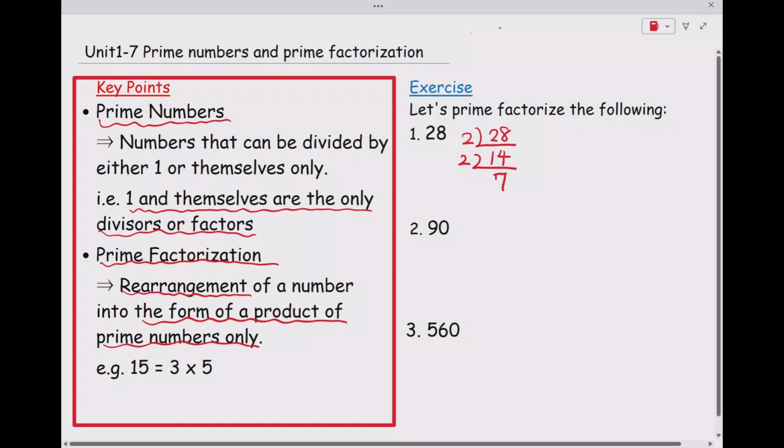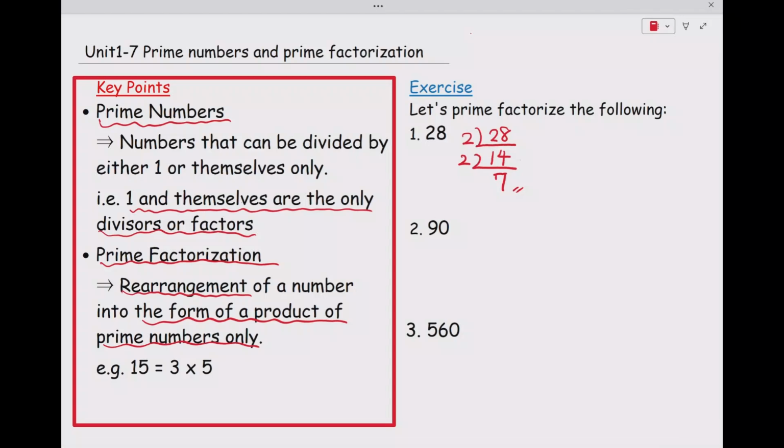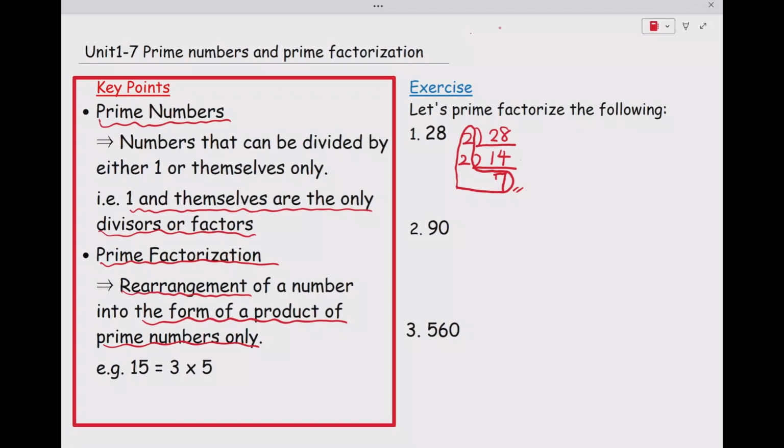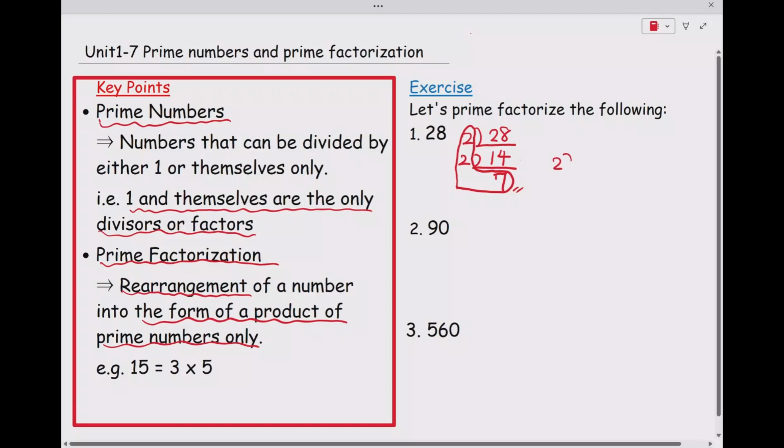7 is a prime number, so we stop here. And what do we do next? Circle all the L-shaped numbers like this, and connect all these numbers with multiplication signs. So, 28 equals 2 times 2 times 7, in short, 2 to the second power times 7 is the answer.